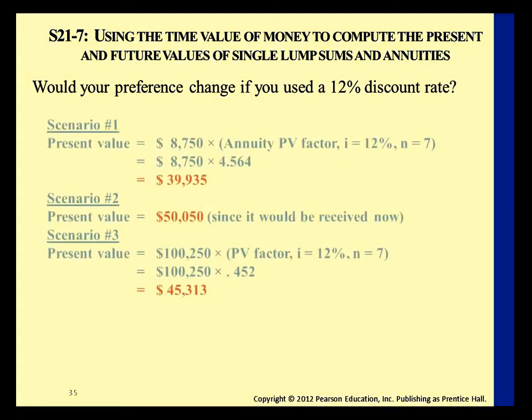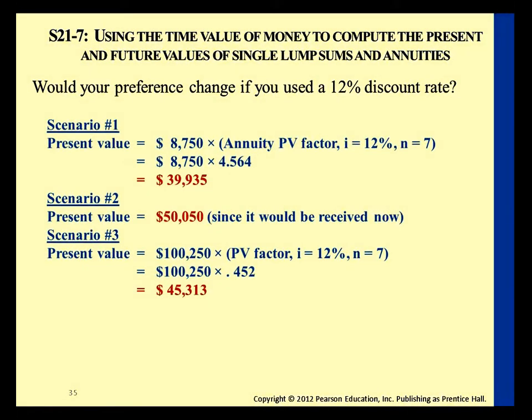Let's see. It's not. So for the first scenario, when we calculate present value, we'll use the annuity PV factor, and that's 4.564. So I'll multiply my amount by the annuity PV factor. For the second scenario, it's staying the same. And for the third, it's going to be the amount that he promised in 7 years multiplied by the PV factor.